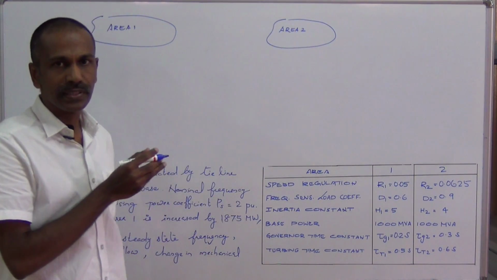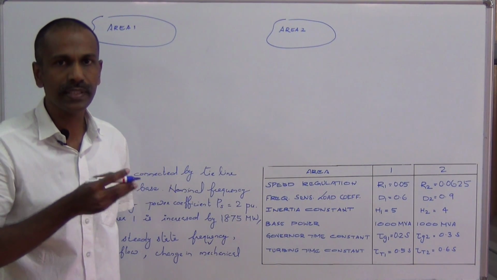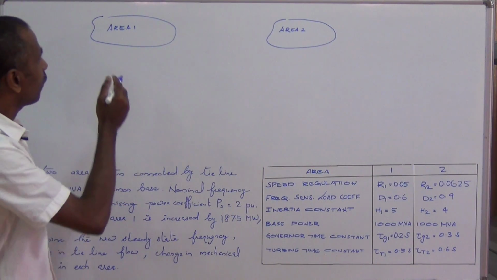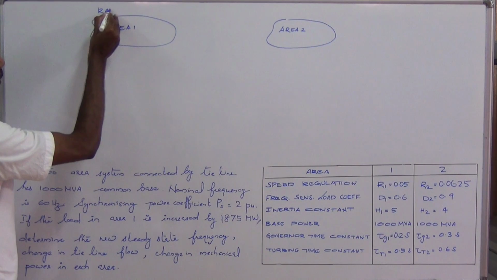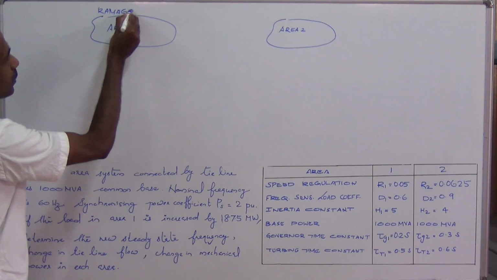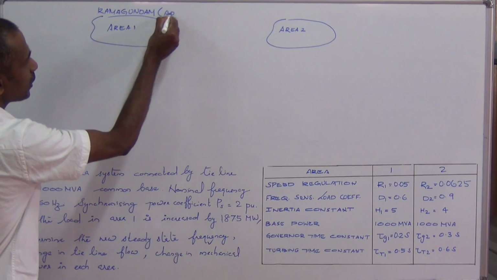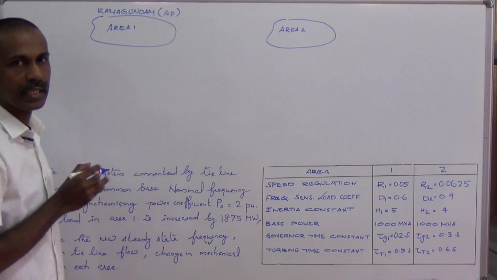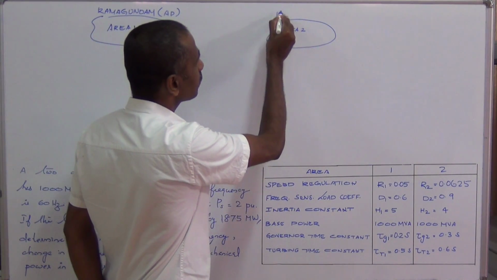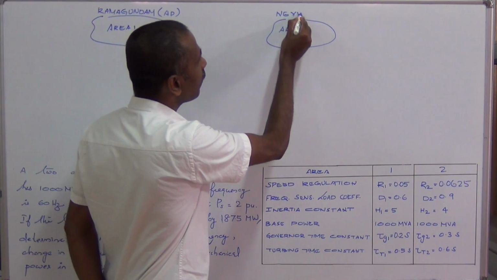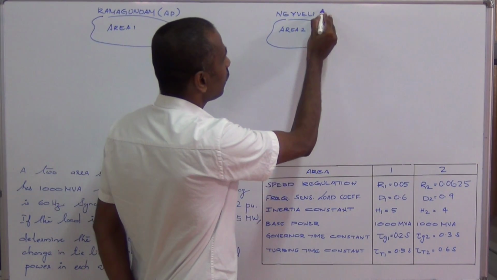Each single area represents one generating station with a set of loads. So the first area may be represented by one power plant, the Ramagundam thermal power plant, which is in Andhra Pradesh. This is our first single area. Suppose the second single area is another power plant. We consider the Neyveli thermal power plant, which is in Tamil Nadu.